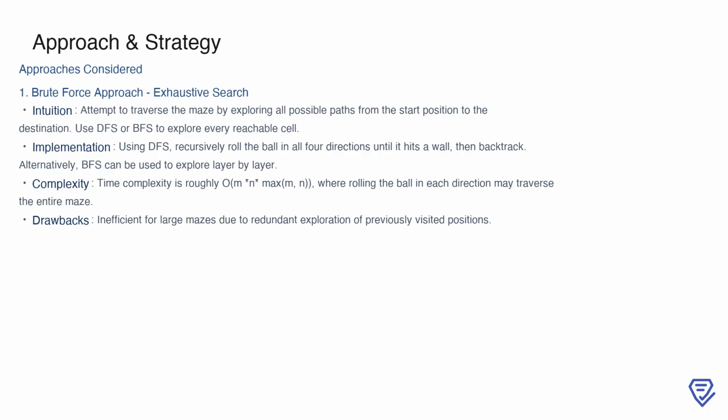To begin, let's consider the brute force approach, which relies on an exhaustive search to navigate the maze. The main idea here is to explore all possible paths from the starting position to the destination by using either a depth-first search or breadth-first search. With DFS, we recursively roll the ball in each of the four directions until it hits a wall, and then backtrack to explore alternate paths.